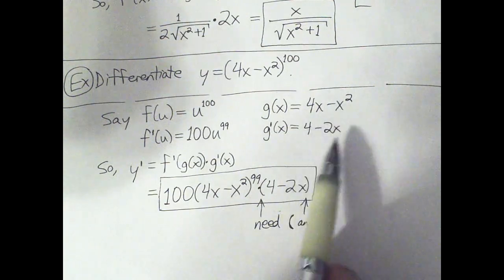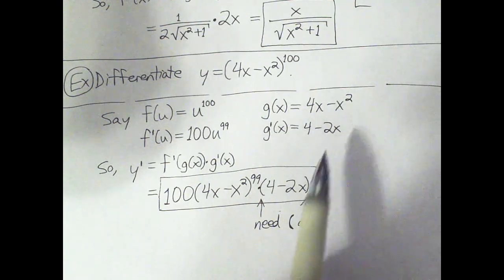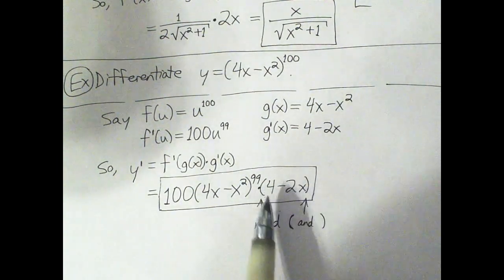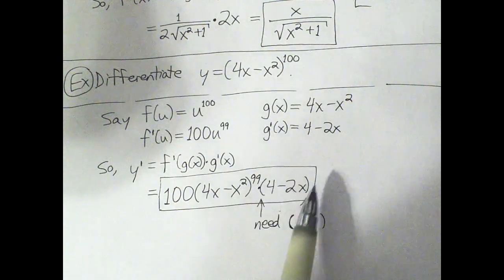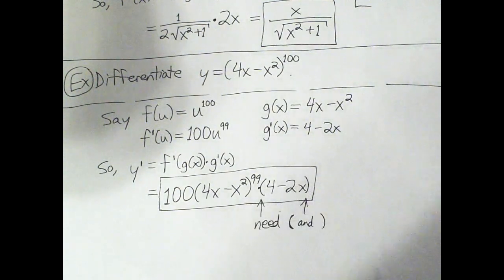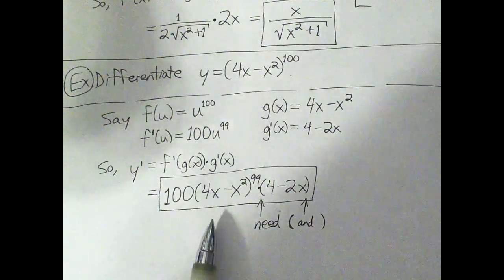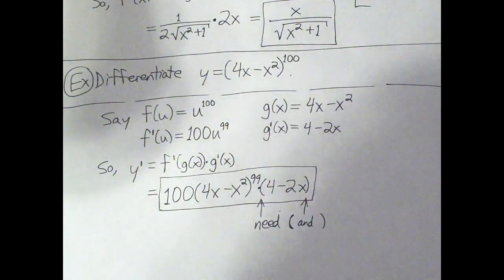4 minus 2x needs to stay together as one object, and the way we do that in math is with parentheses. So sometimes you might need to add parentheses to make sure something is treated as one object. In this case, 4 minus 2x. All right, so watch out for that in problems. Okay, so a little more that we have to talk about.